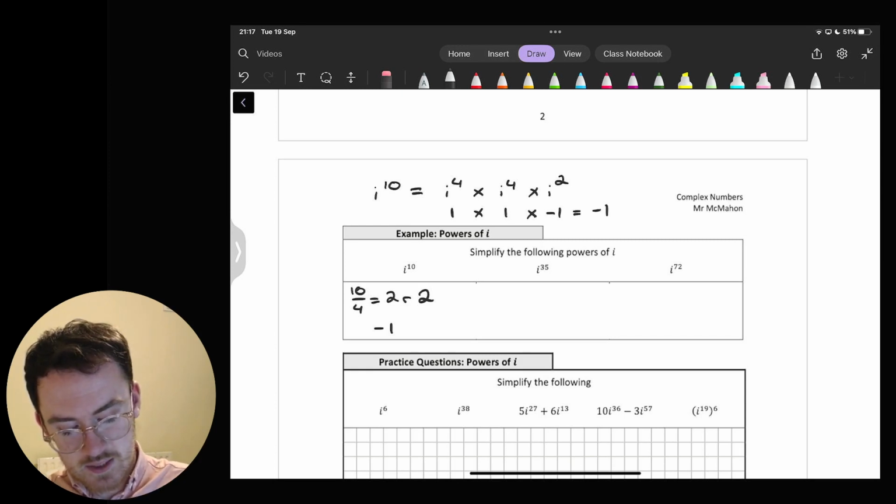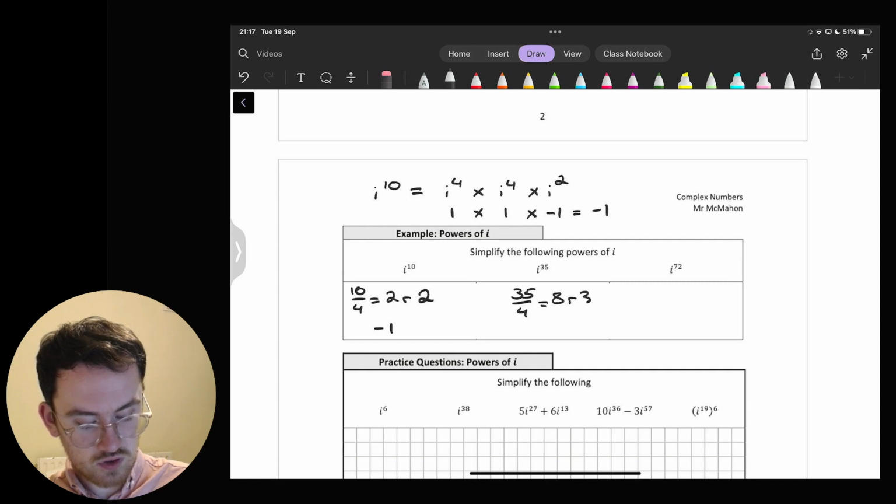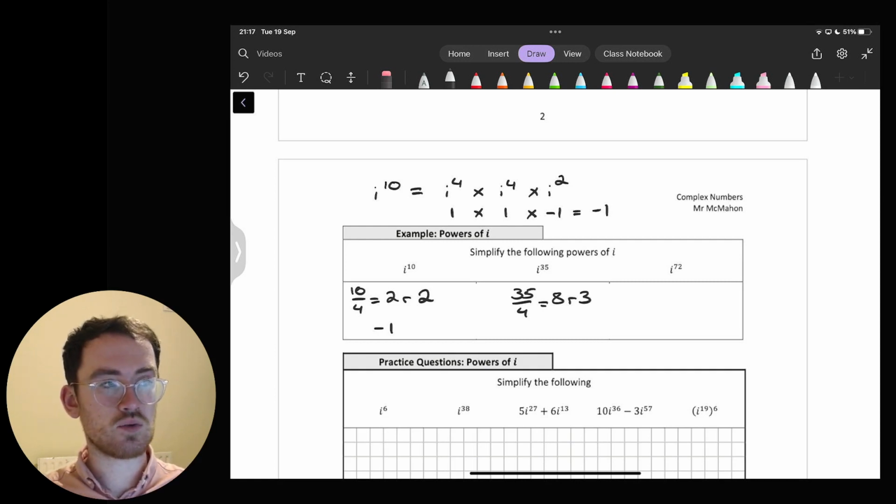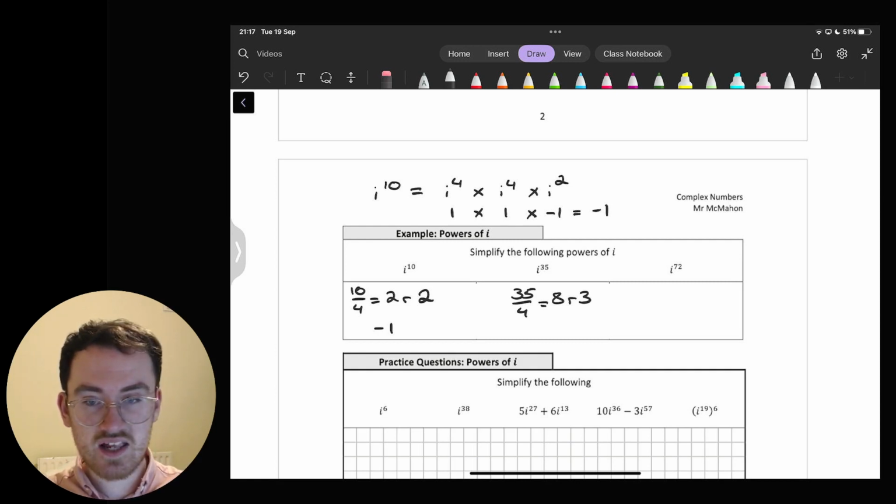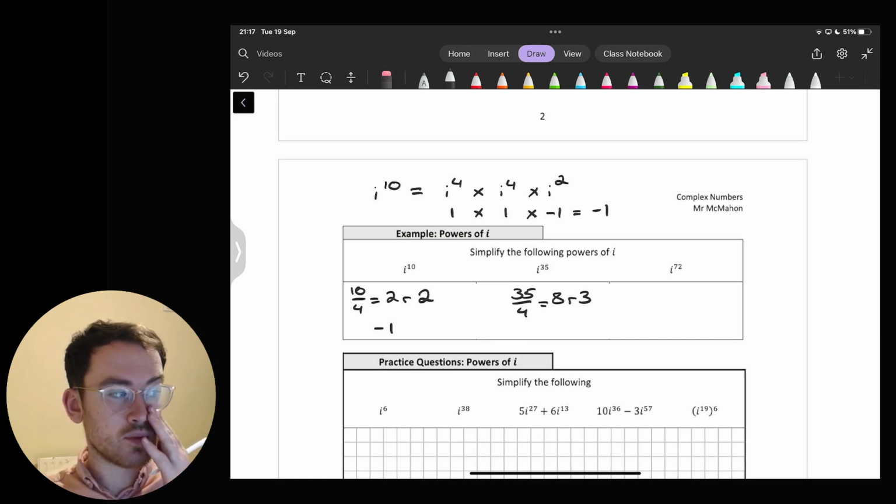Same thing with i to the power of 35. If I divide 35 by 4, I'm going to get 8, remainder 3. And it's mainly the remainder that we're worried about, because the actual quotient itself isn't important, it's really the remainder that we want to be looking at.